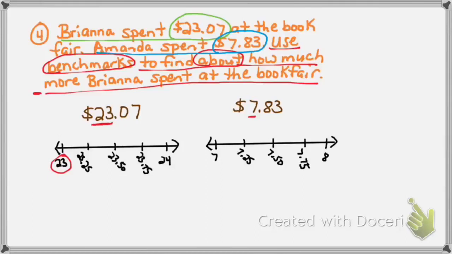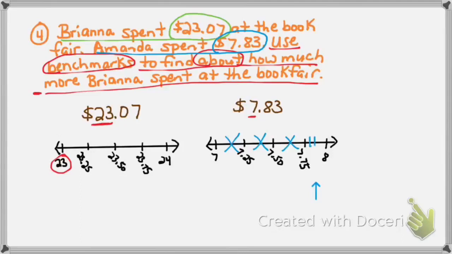Now let's check it out with our 5-cent benchmarks to make sure that your answer is correct. Is $7.83 between $7 and $7.25? No, because $7.83 is larger than $7.25. So I'll X that out. Is $7.83 between $7.25 and $7.50? No, because $7.83 is larger than $7.50. Is $7.83 between $7.50 and $7.75? No, because $7.83 is larger than $7.75. Is $7.83 between $7.75 and $8? Yes, it is. It's larger than $7.75, but less than $8.